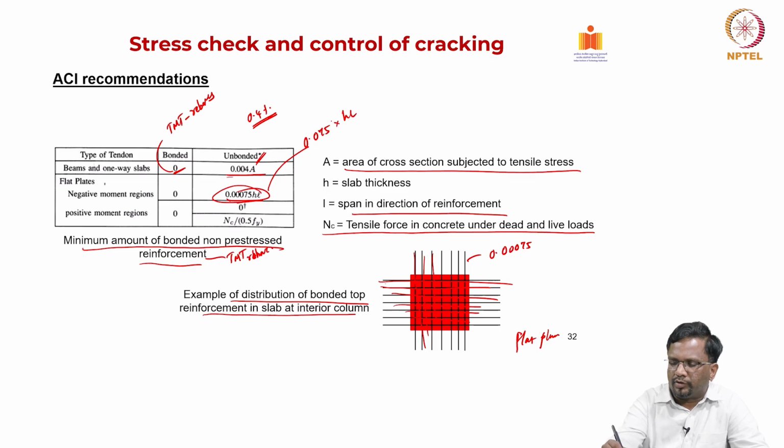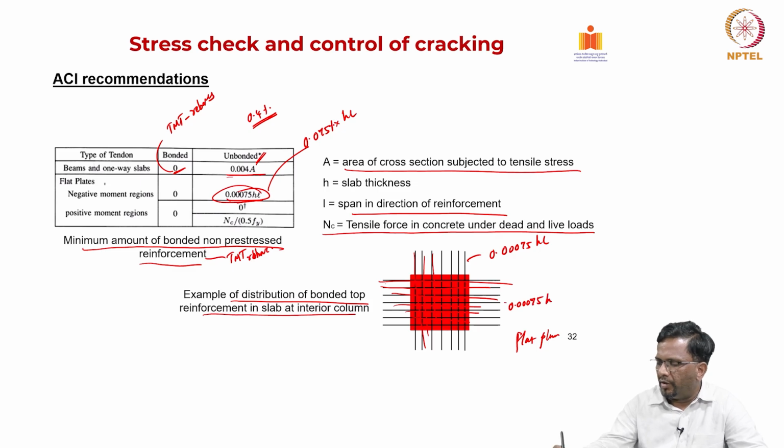It is basically 0.00075 times h times L, and this side also 0.00075 times h into, let us say this is L1 and this is L2. This is the amount of reinforcement that I need to provide on the negative moment region as per ACI, right.